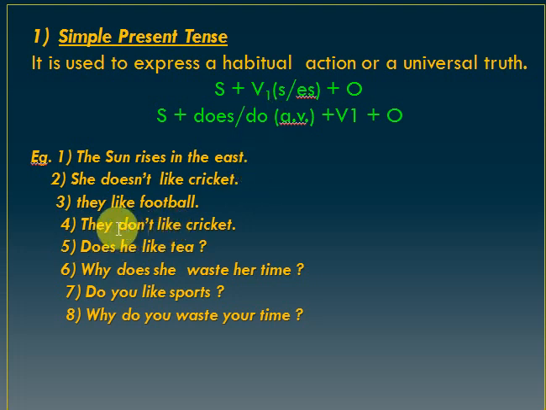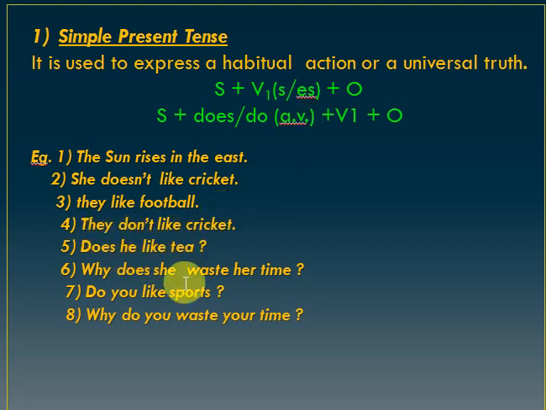Do. Third example: they like football. See here, what is the first formula? If the subject is singular, then s or es. Otherwise, no, only the present verb. So what is here? They like football. And see the next: they don't like cricket. They is plural, therefore do.